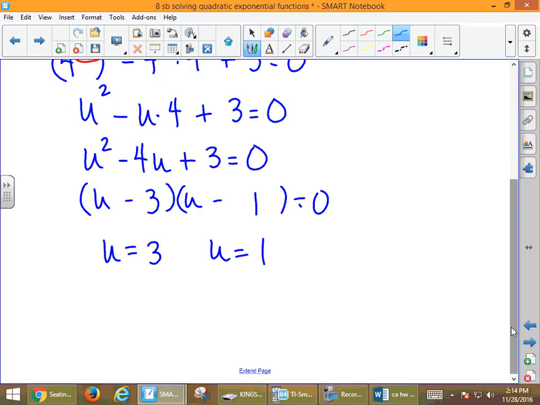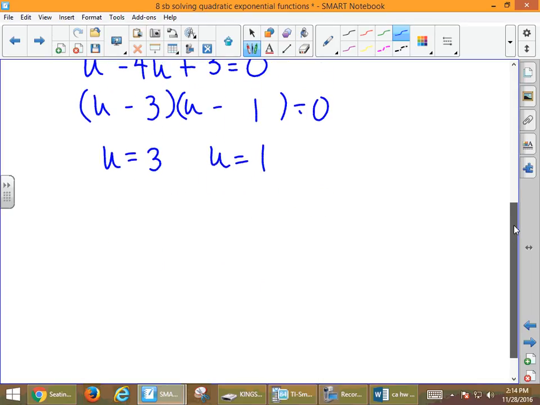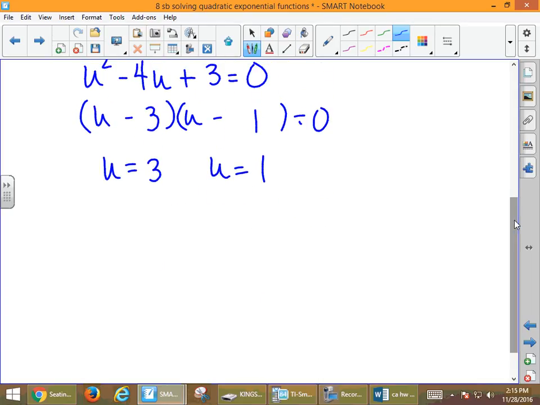But here's what's different. We had a different value of u. So when we go for our last step here, which is to solve for x, we need to put the value of 4 to the x back in here for u. 4 to the x equals 3, 4 to the x back in for u. 4 to the x equals 1, 4 to the x back in for the u.